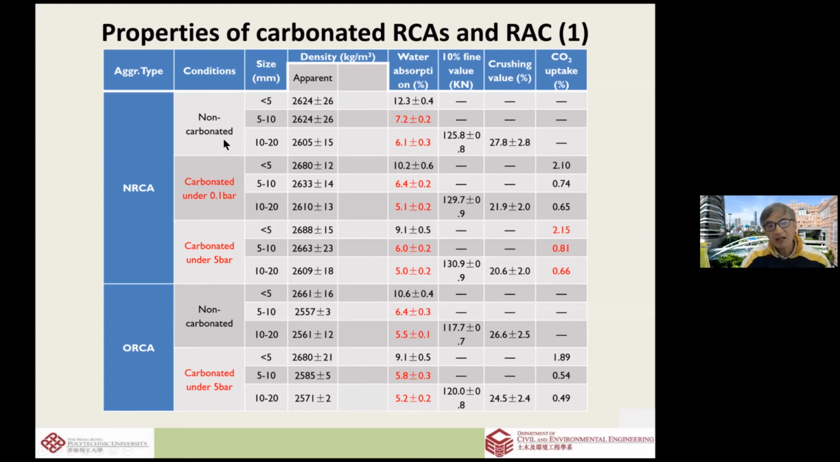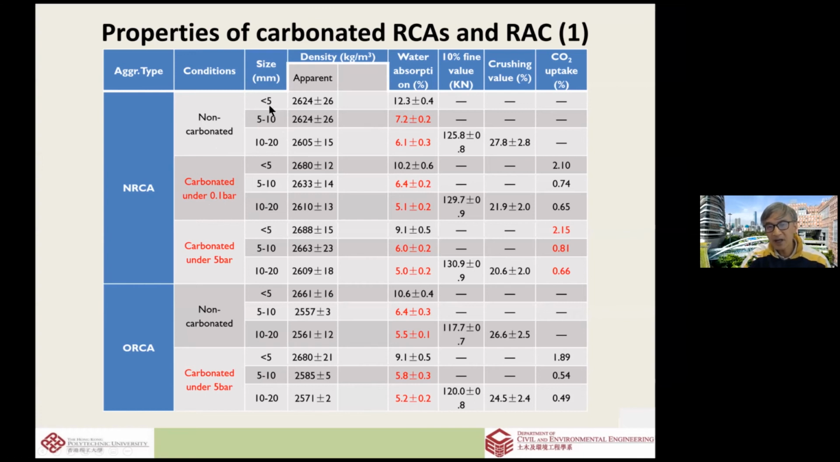That is non-carbonated. That means after the concrete is produced, after 6 months, we crush it. And this one, carbonated at 1 bar, and carbonated at 5 bar, means we crush it and then carbonate it under a pressurized environment. So we can test the properties of the aggregates. This is the different particle size.